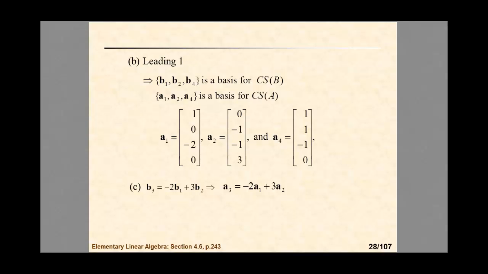The leading ones are there, so put in the value of A1. When you put the value of A1, that is 1, 0, minus 2, 0. Similarly, put the value of A2, that is 0, minus 1, 1, minus 1, 3. And when you put the value of A4, you will find that it is 1, 1, minus 1, 0. So now it is completed.